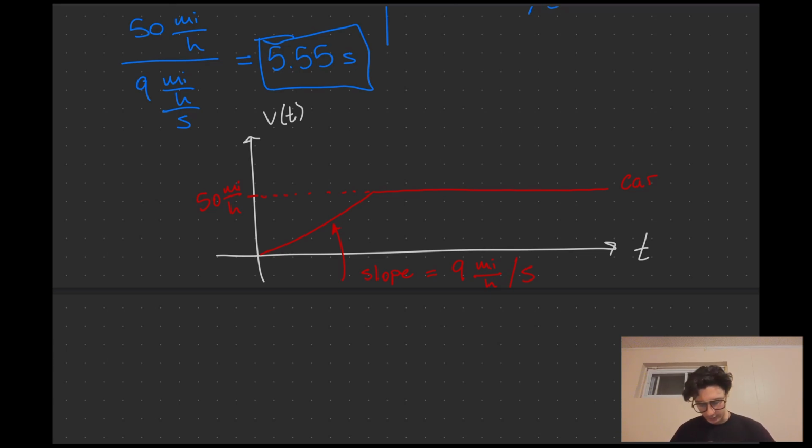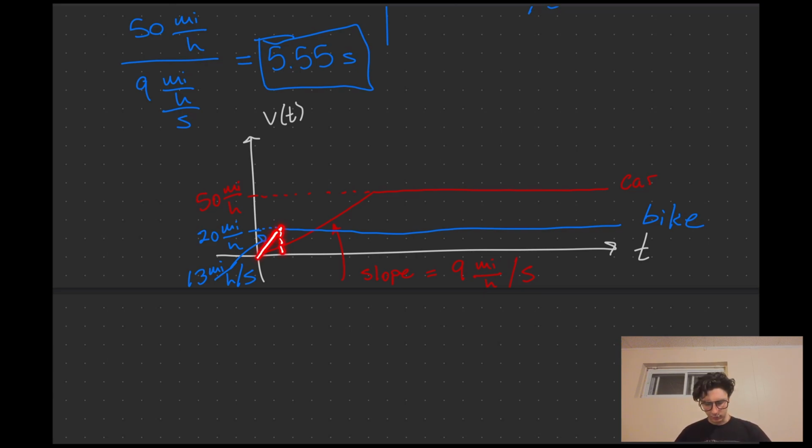Now we also have the bike, which is accelerating for a shorter amount of time, but at a higher rate. So maybe it accelerates like this, and then it's flat. This is the bike. And the value that it stops accelerating at here is 20 miles per hour. Again, its slope is 13 miles per hour per second. So what's happening here? The bike is accelerating.